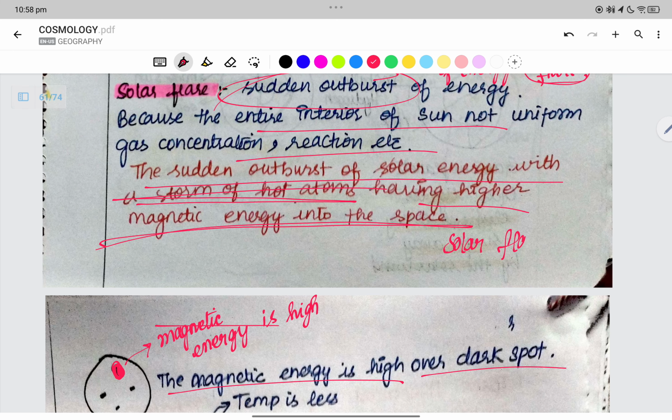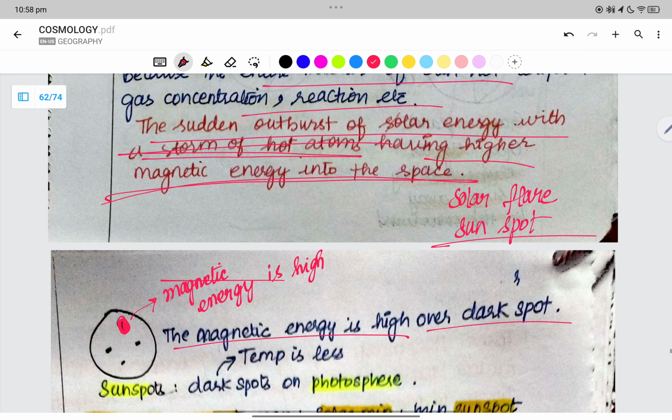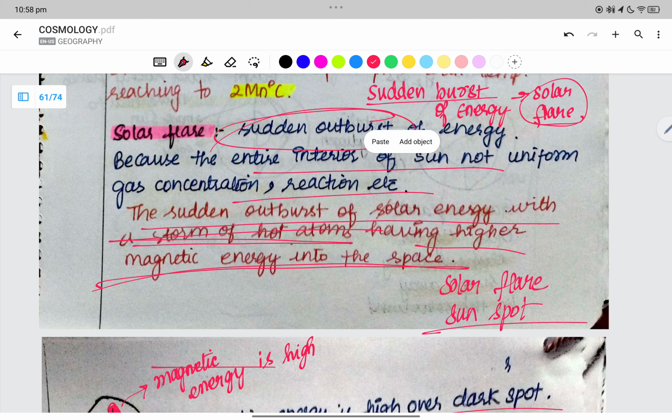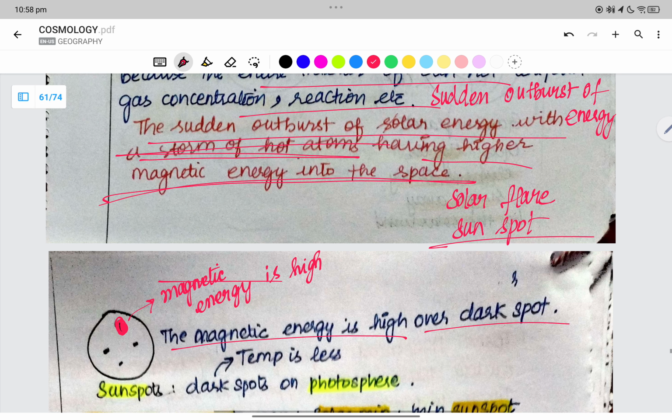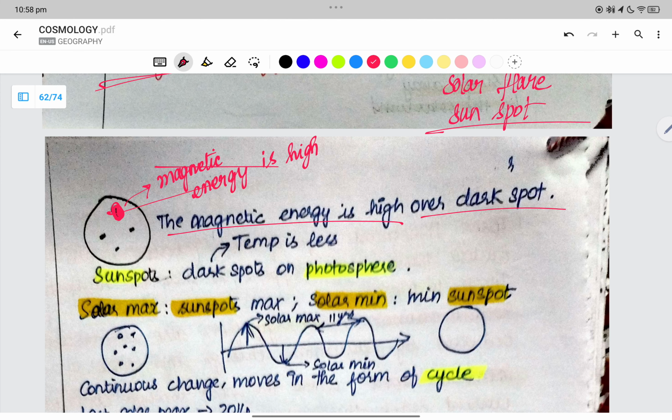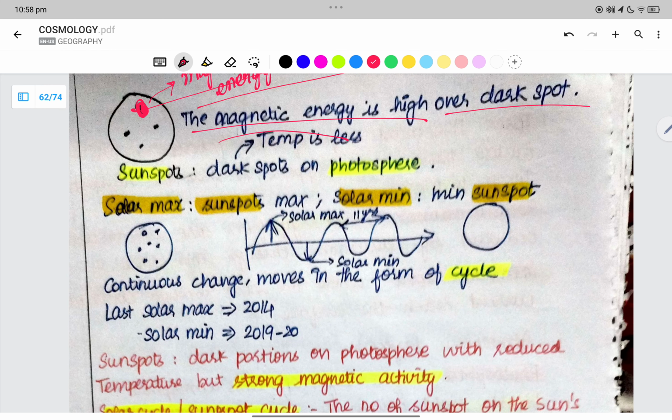Solar flare, and then another term related to the sun is sunspot. What is a solar flare? It is the sudden outburst of energy. Energy is outbursted in the solar flare. So a sudden outburst of energy is the solar flare. And then the magnetic energy is high over a dark spot, where the temperature is less.